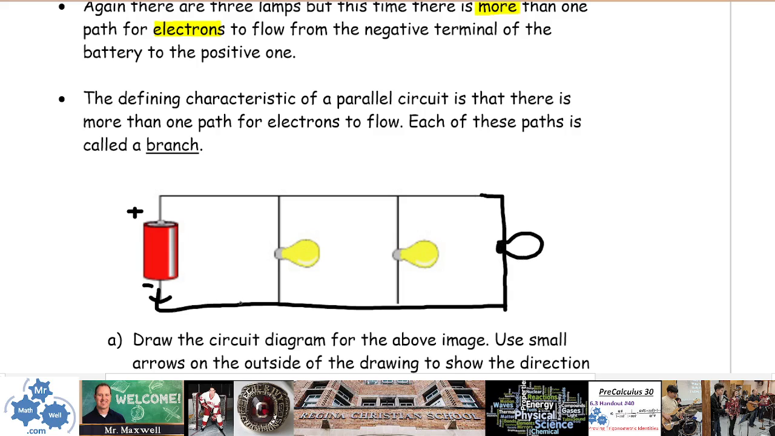And so the electrons, when they get here, do you see how they have a choice? There's like a split in the road there. So they could go this way or this way. Some go this way and some go the other way. So electrons kind of have a choice. And remember, there's just trillions and trillions of electrons flying, so they kind of fill both paths, really. So the defining characteristic of parallel circuits is that there's more than one path for electrons to flow. Each of these paths is called a branch, like a tree, okay, a branch.